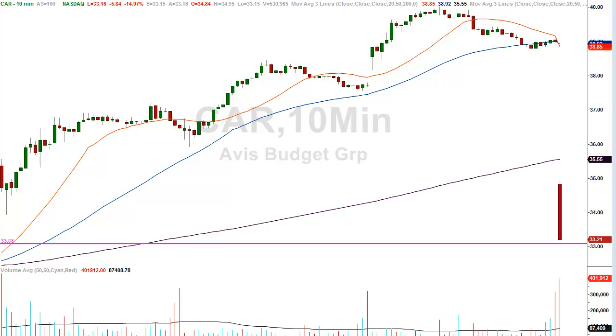You're looking at a live trade. Avis Budget, CAR is the ticker. You see the trend line across the bottom of the screen, 33.08. What we're looking to do is buy the stock at 33.08. This is a morning gap trade.